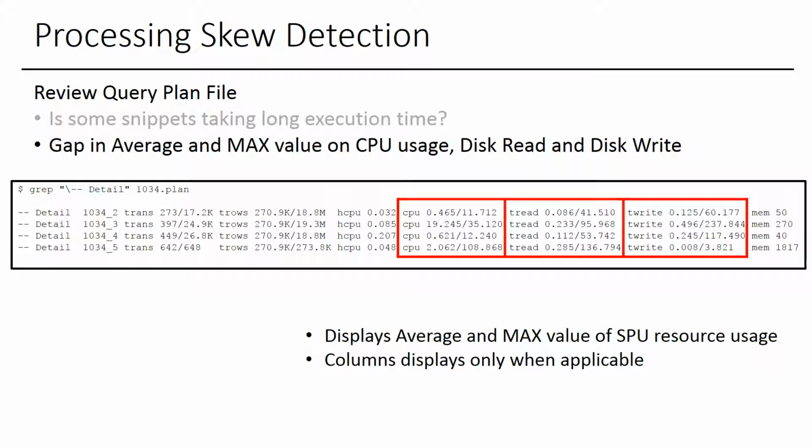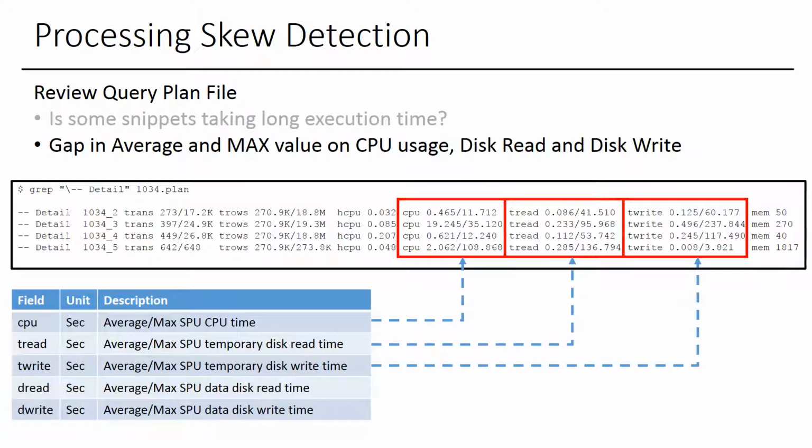You can use the CPU, tread, and twrite values to identify skew. All three columns show average and max SPU resource usage. If there is no difference in the average and max, it displays only one value. The detail line only displays those columns which are applicable to the snippets. The dread and dwrite are not in this output, but those can also be used for skew detection.